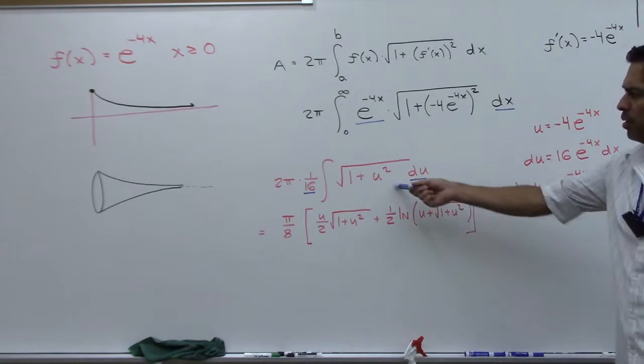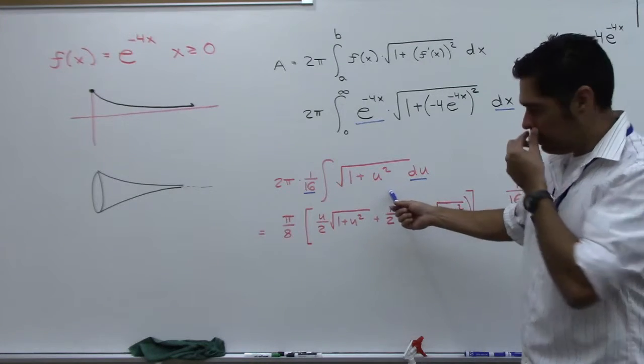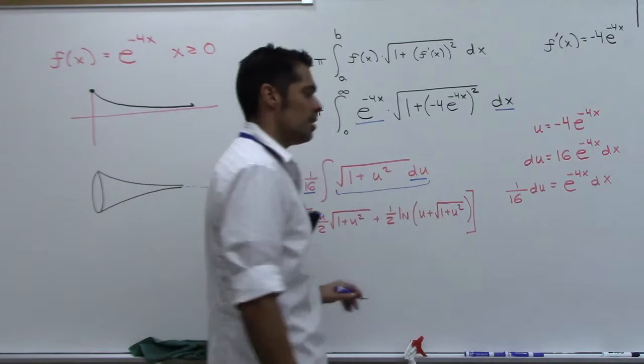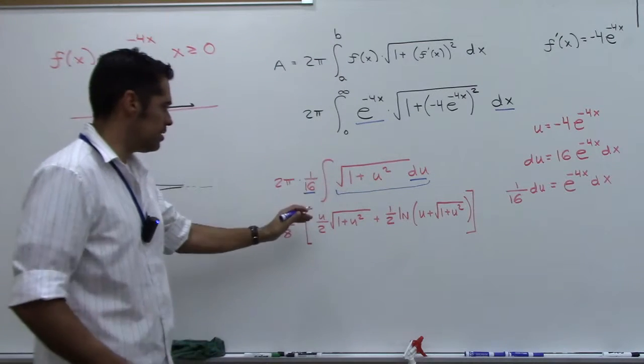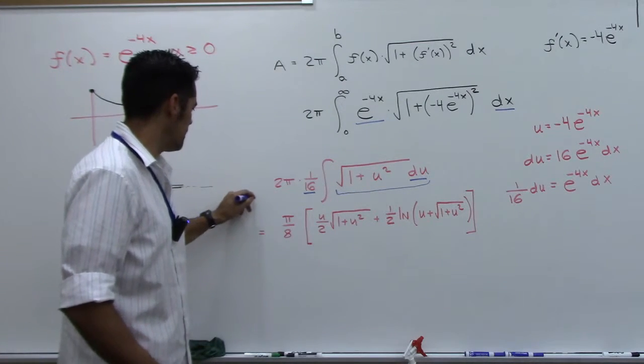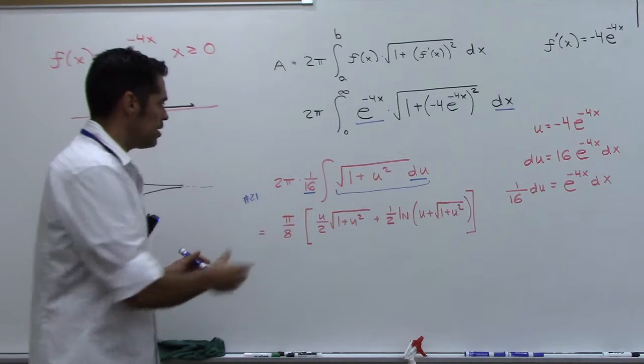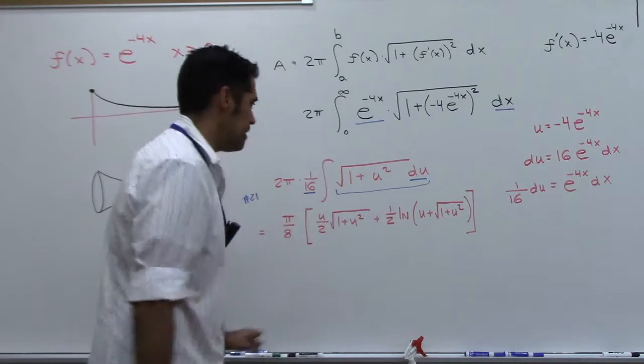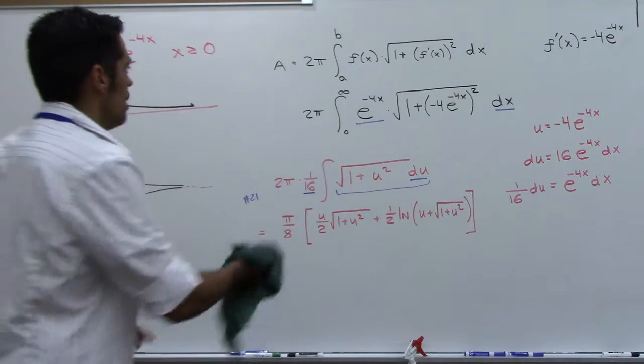Then I go to my book and I look at my formula sheets. Formula number 21 allows me to deal with this right here. So from here to here, I've taken the antiderivative using formula 21. And I've also put these two together to get pi over 8. I was kind of out of space, so I'm going to continue this problem now.